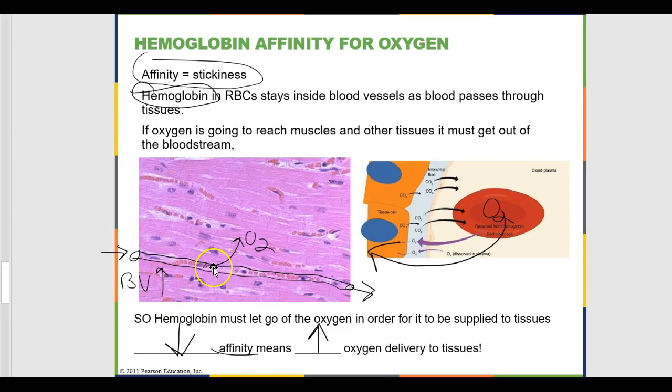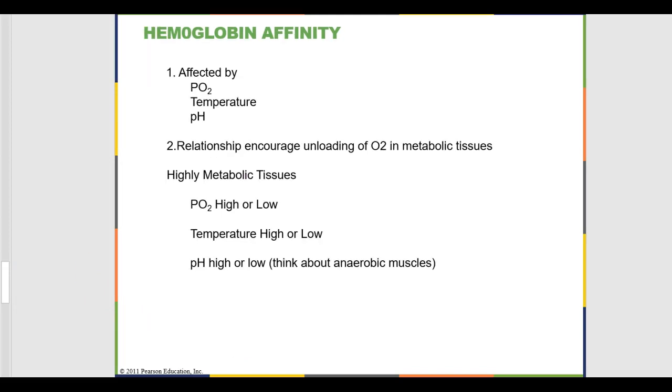But you just have to remember the relationship between the blood and the tissue, and you have to get the oxygen out of the blood. So when you're considering all of this stuff, you just want to think to yourself, well, what should be the conditions in a highly metabolic tissue, right? Should there be lots of oxygen or not? Should the temperature be high or low? What should the pH be? And then adjust the affinity accordingly.